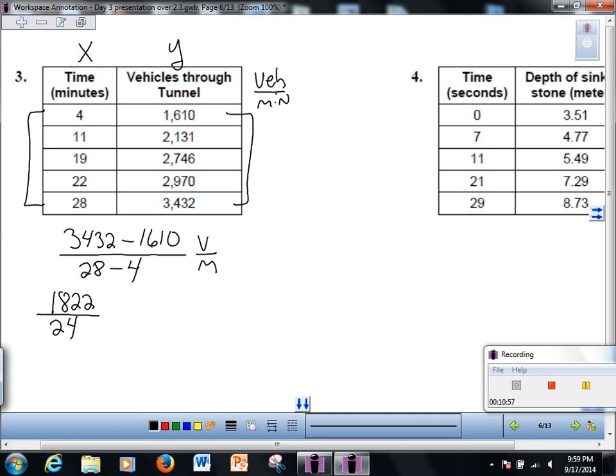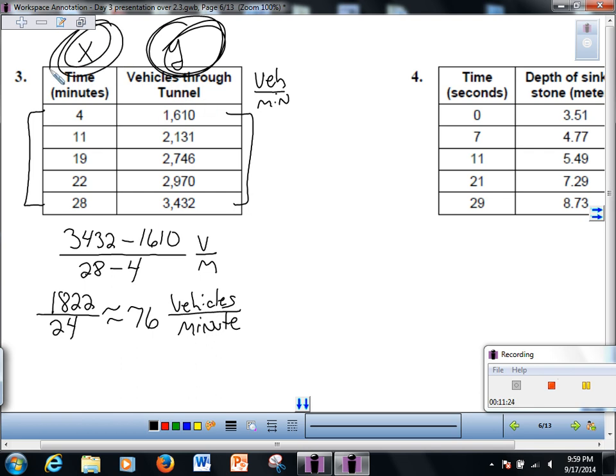If I simplify that, you're going to get a decimal. I'm going to round that to approximately 76. 76 what? Vehicles per minute. So notice, guys, it's this value, this change, over this change.